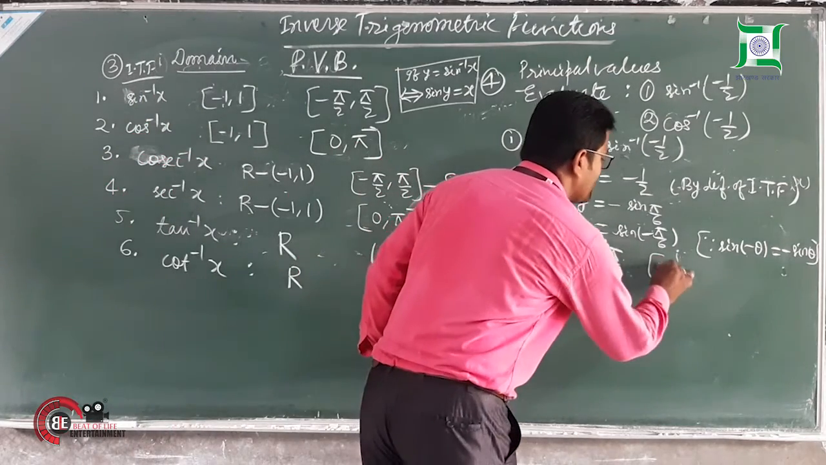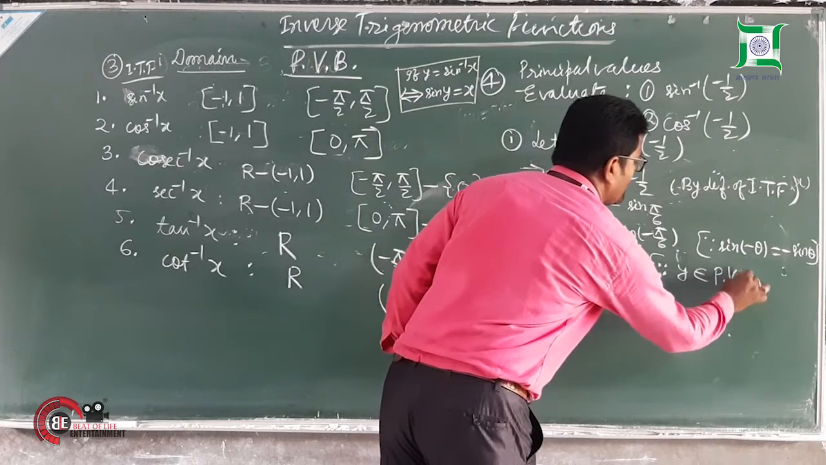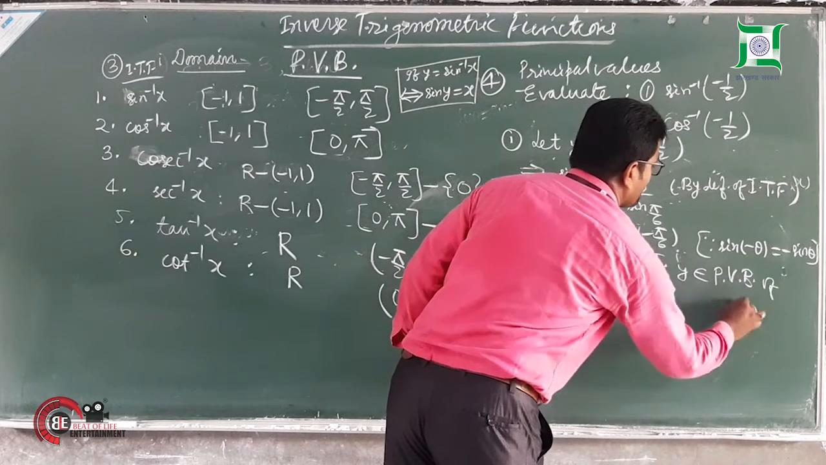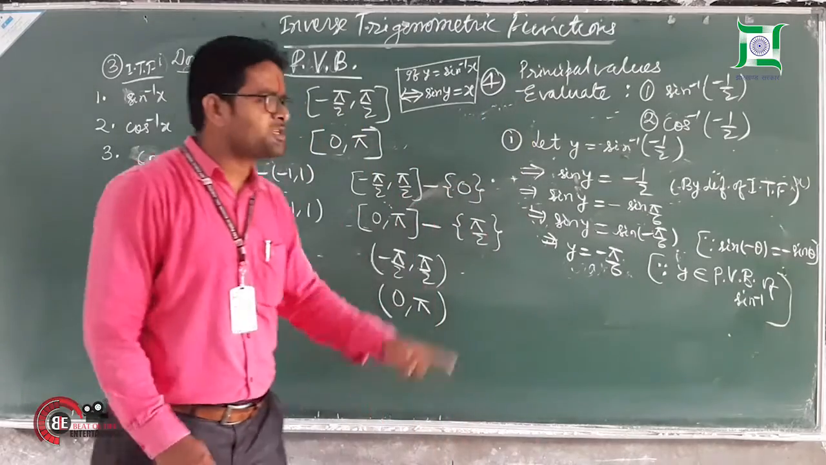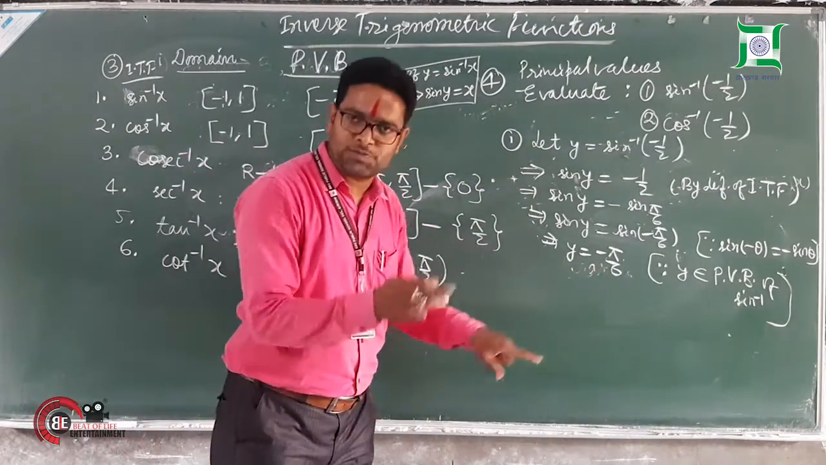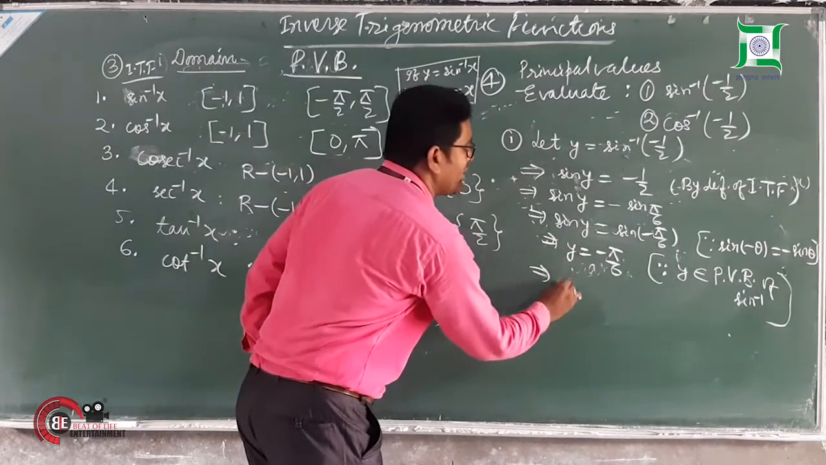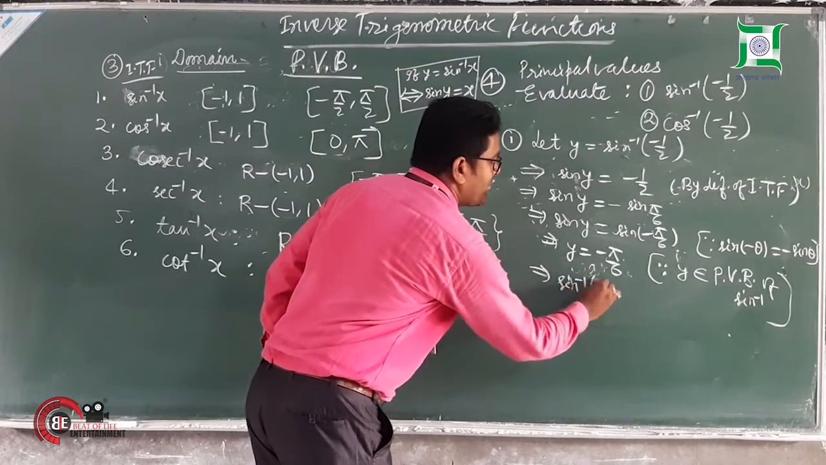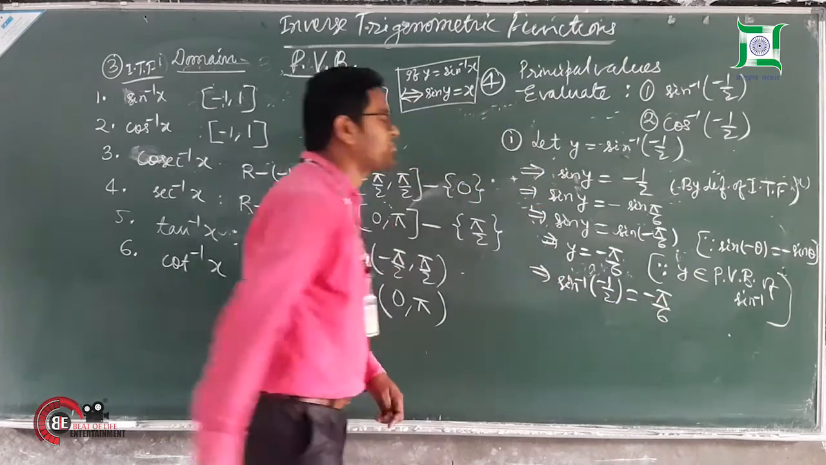So, we can write here, since y belongs to the principal value branch of sine inverse. Nothing else to write, you can write in this way. Principal value branch of sine inverse, it belongs to that. That's why that value is permissible. Now, what was your y? Your y was sine inverse minus 1 by 2. So, sine inverse minus 1 by 2 will be minus pi by 6.